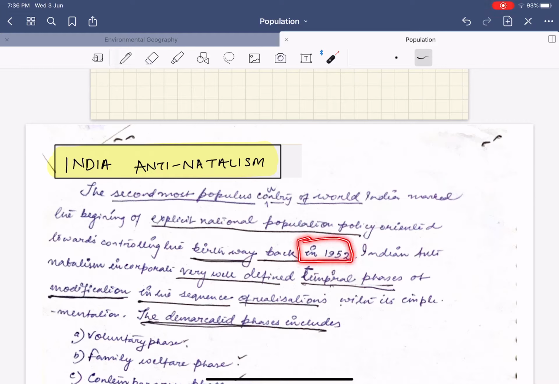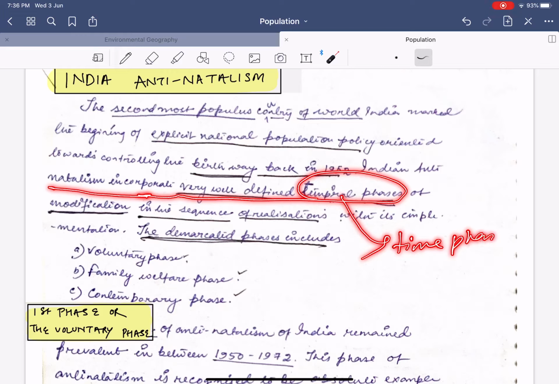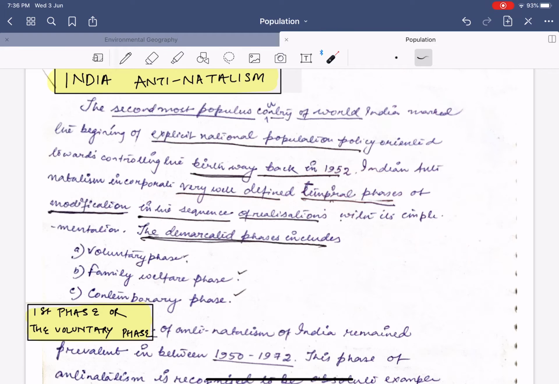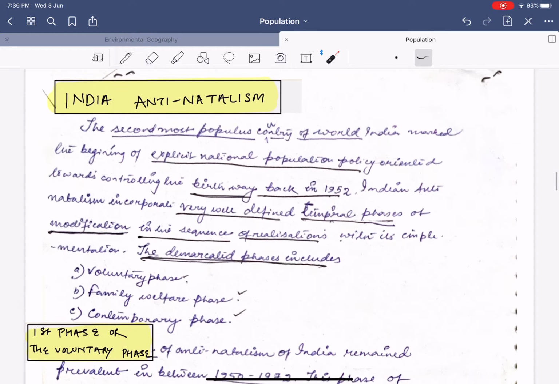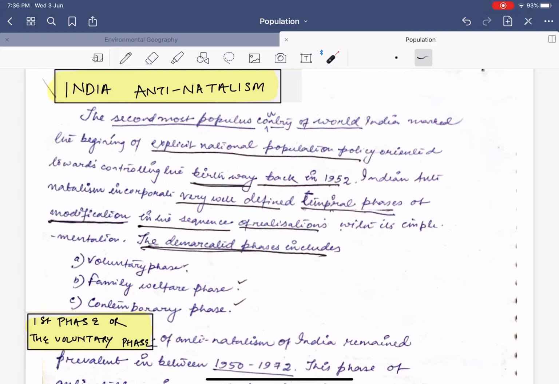India's natalism or antinatalism incorporated very well defined temporal phases. What is temporal phase? Nothing but your time phase. Or you can see, this is basically for your understanding. If you want to write an introduction to it, you can simply say that the Indian antinatalism, or the population policies to control the population, can be divided into three phases: voluntary, family welfare and the contemporary phase.